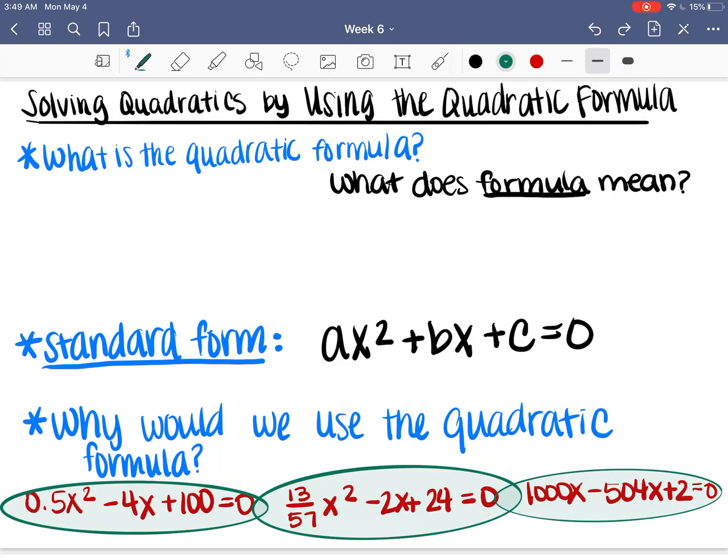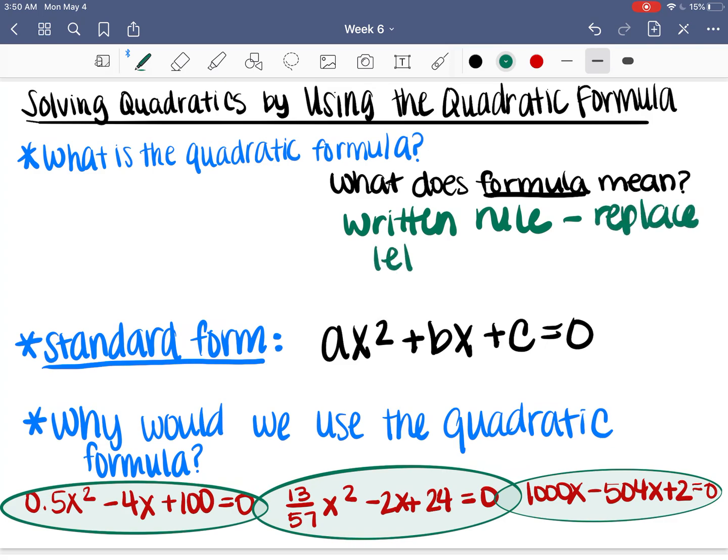Hi, we're here to solve quadratics by using the quadratic formula. So let's talk about first what a formula is. A formula is a written rule. Some of the most famous ones are area is equal to length times width, or volume is equal to length times width times height, where we eventually replace the letters that we know with numbers.